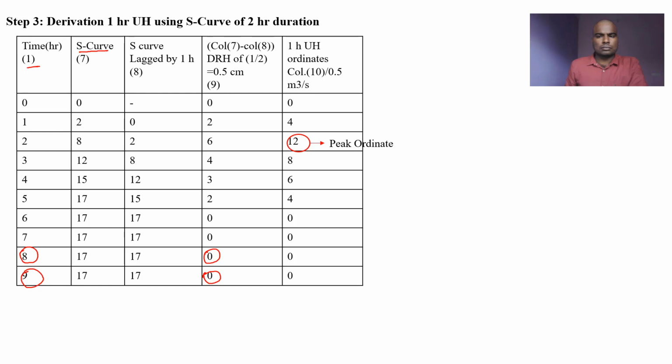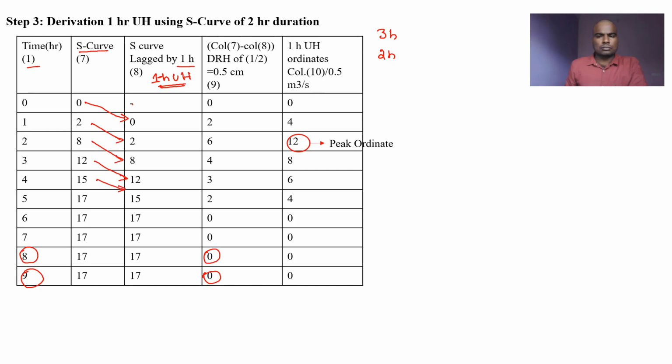So now lag this S curve by 1 hour, because we have been asked to calculate the peak ordinate of the 1-hour unit hydrograph. Suppose we were asked for the peak ordinate of the 3-hour, then we would lag by 3. If we were asked for 2 hours, we would do the same in a similar manner. So we have lagged by 1 hour. Now these ordinates will go here.